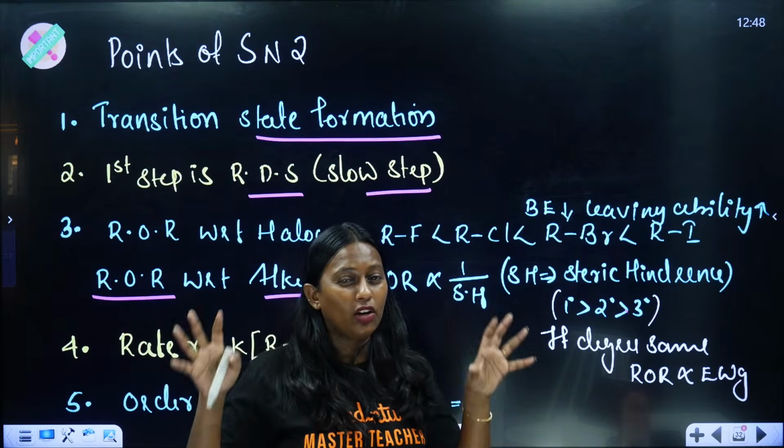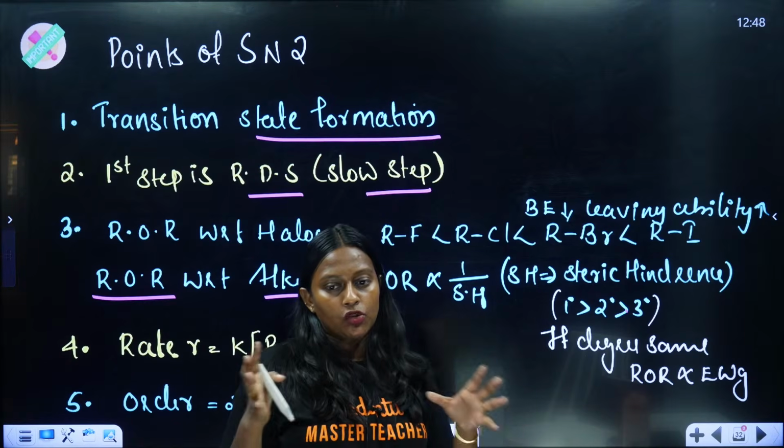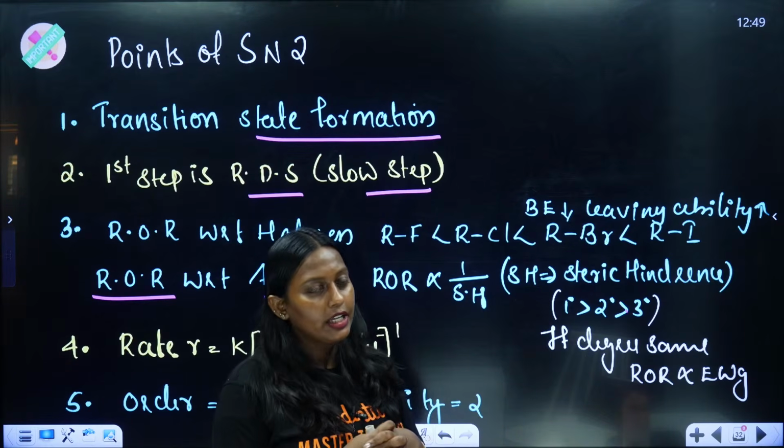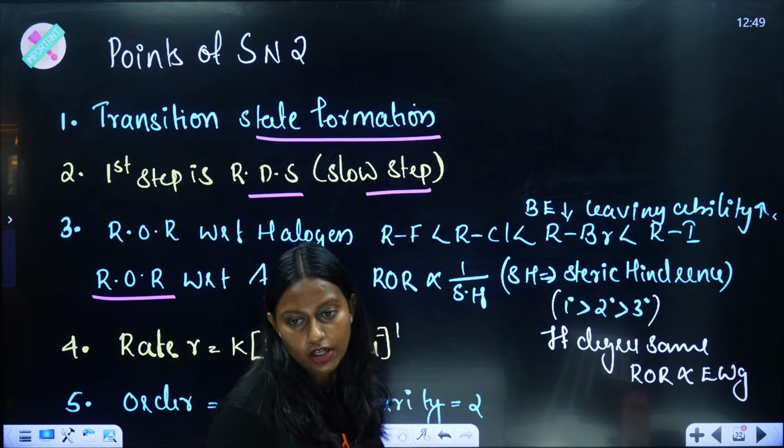Steric hindrance means there are lots of bulky groups, so obviously the stability will also decrease. So primary is more stable, then secondary, then tertiary, okay.